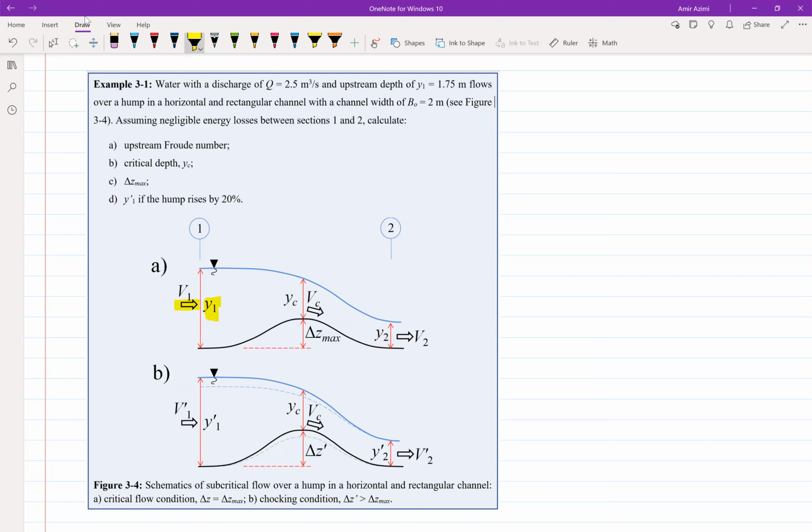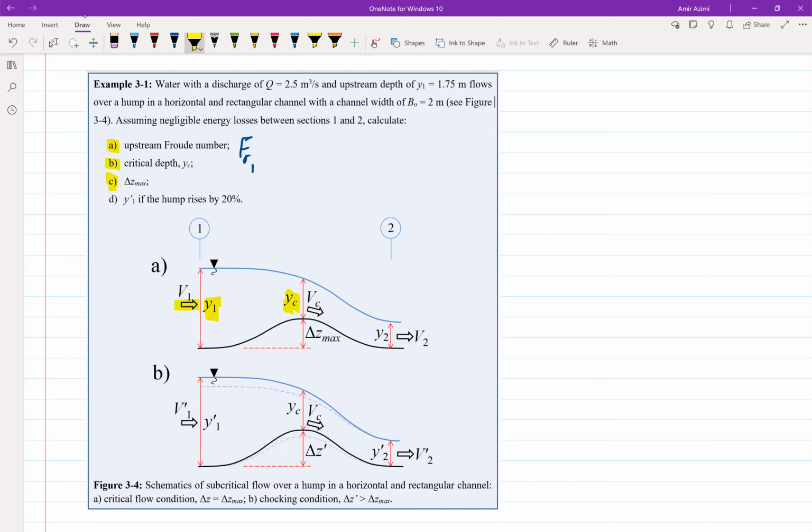And the width of the channel is 2 meters, so it's a rectangular channel. And the question asks us to calculate the upstream Froude number. So it's the Froude number in section 1, the critical depth, so YC, and we know that the critical depth in a rectangular cross-section is only a function of discharge. Then we need to calculate delta Z max.